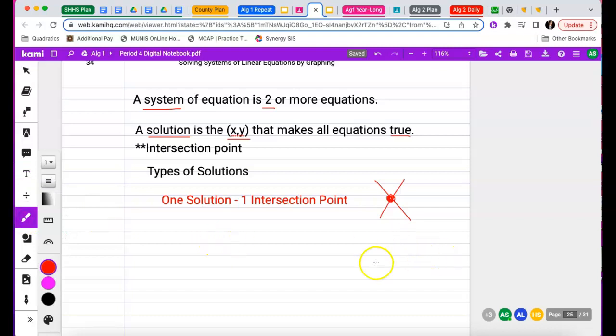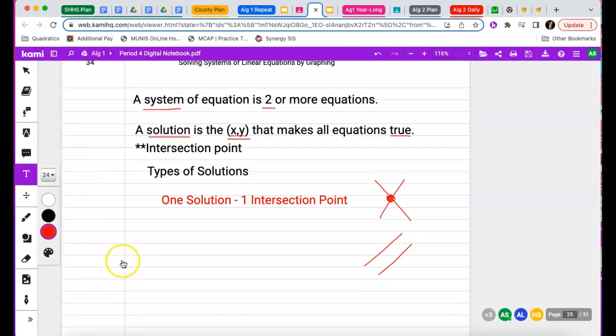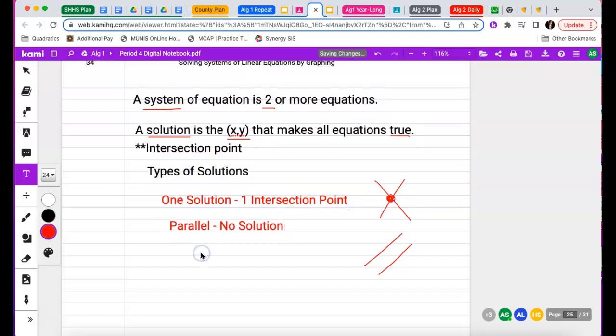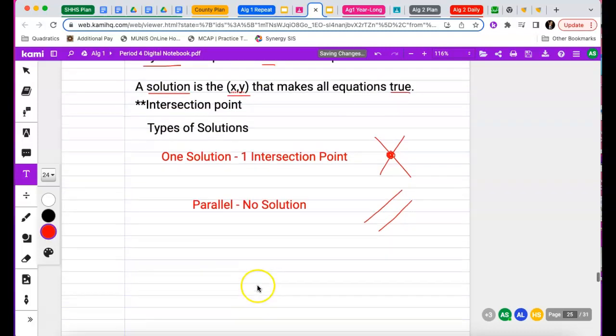The next scenario are two lines that look like this. Those lines never actually touch. That's called parallel. So when the lines are parallel, they never touch, which means there is no solution. Because the graphs never touch, so they never actually intersect, so they don't have any solution.